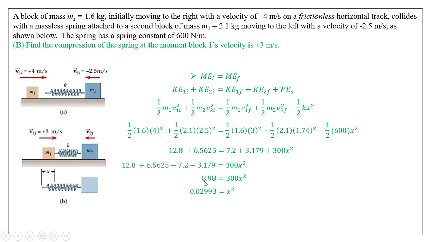8.98 divided by 300 will give you about 0.02993. Okay, and I carry the decimal here quite a bit only because the value is small, so I don't want the answer to be too far off.